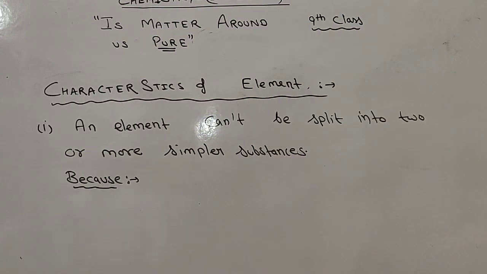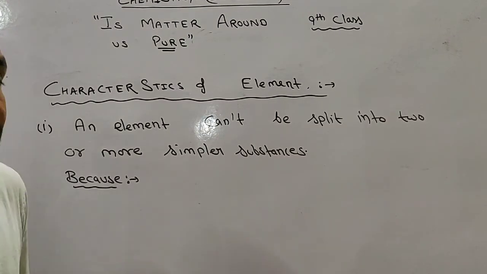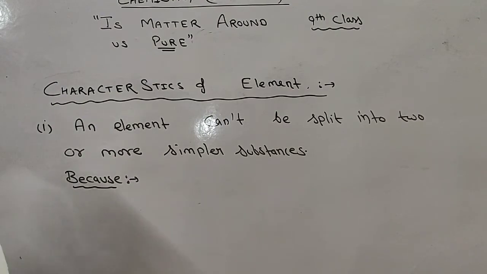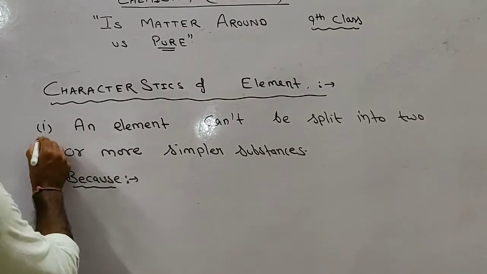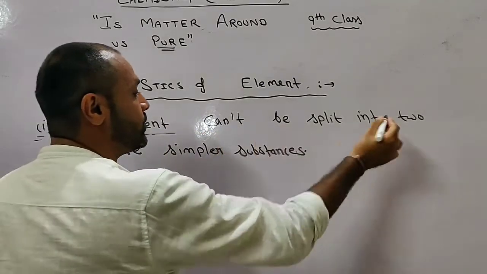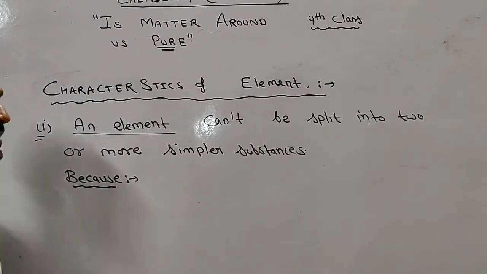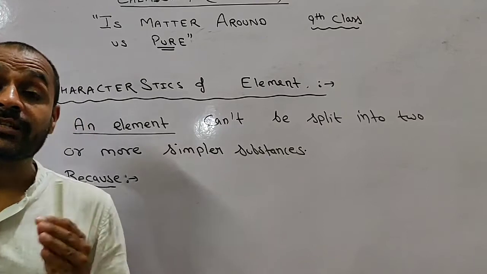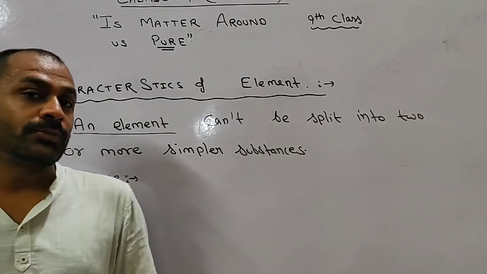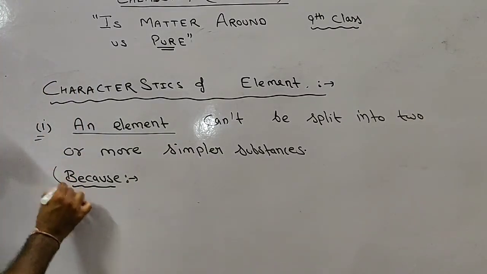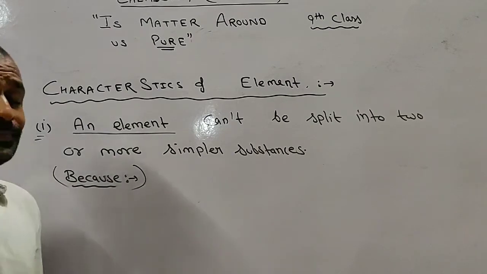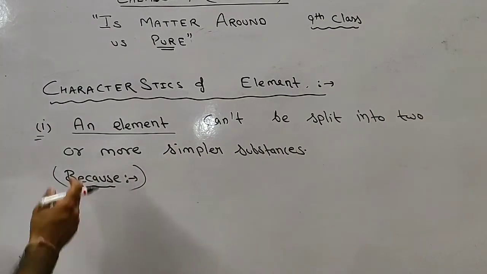So now we will discuss the characteristics of element. So the first characteristic is an element cannot be split into two or more simpler substances, as we have already seen the same thing in the definition part. So my question is, just complete it. इसको complete करिए कि ऐसा क्यों होगा.